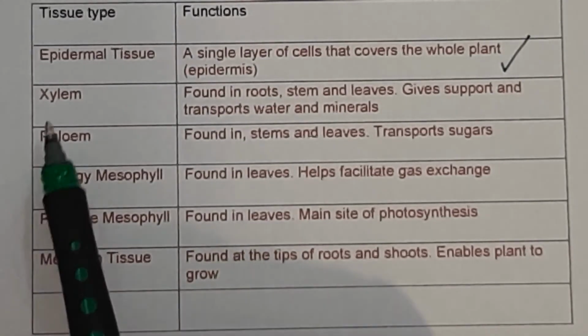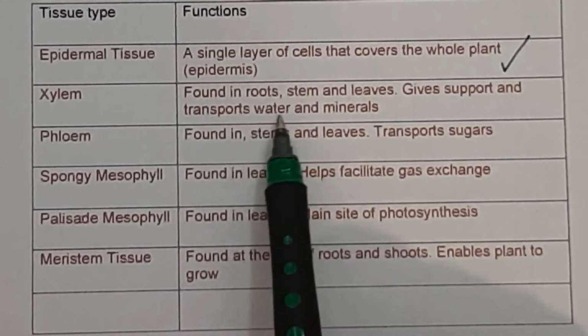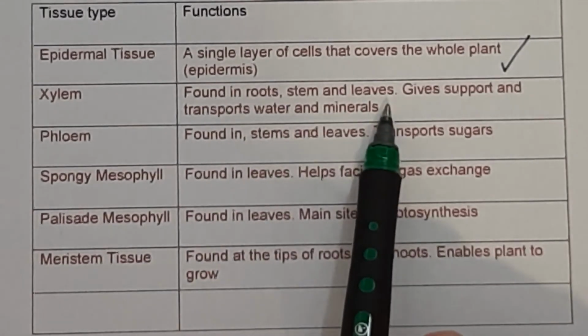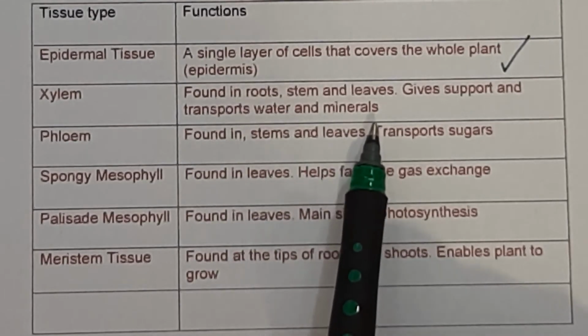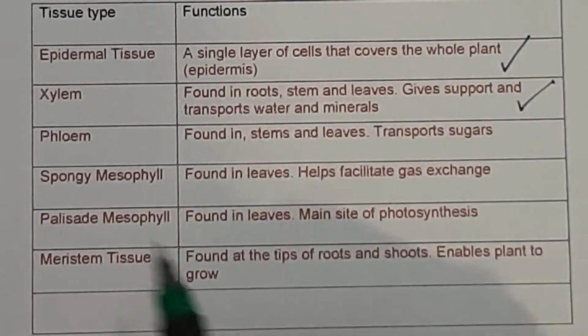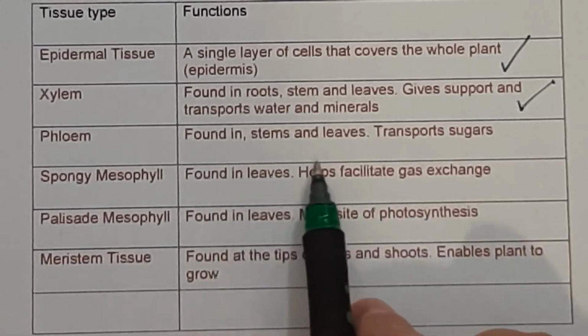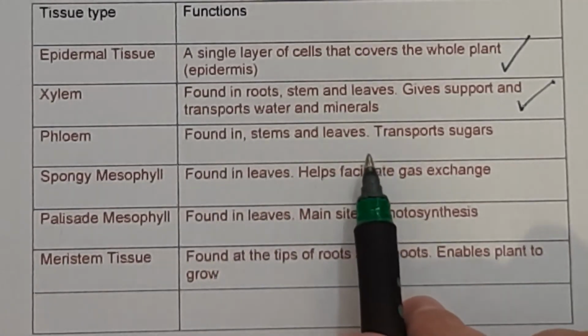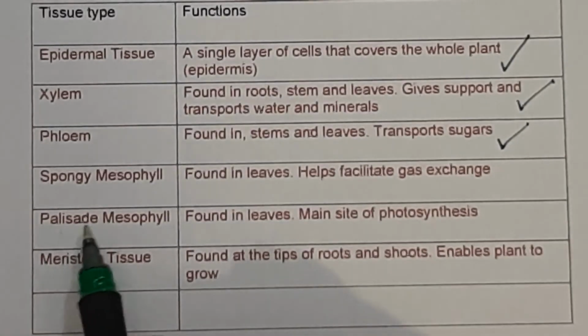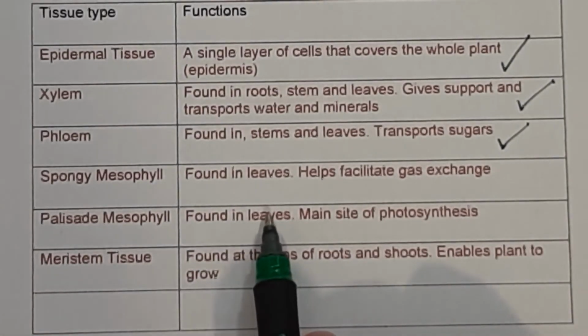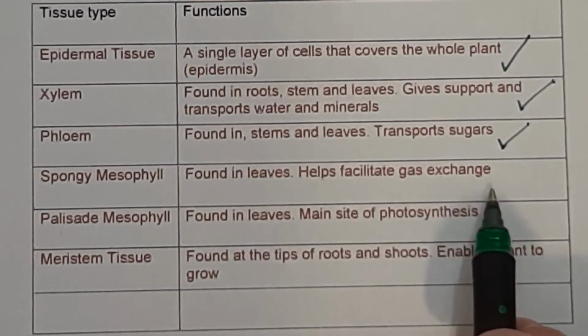So we have the xylem, which is found in roots, stems, and leaves. It gives support and transports water and minerals. The phloem is found in the stem and leaves, so not the roots and not the flowers. It transports sugars. The spongy mesophyll is found in the leaves and only the leaves, and it helps facilitate gas exchange.